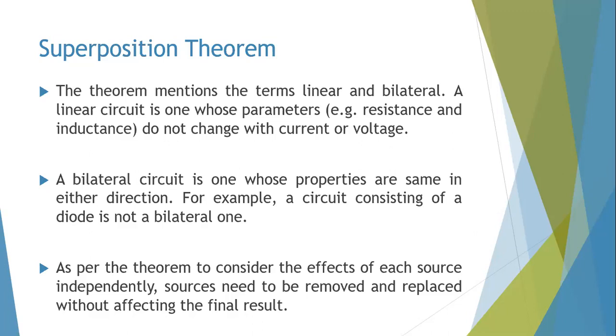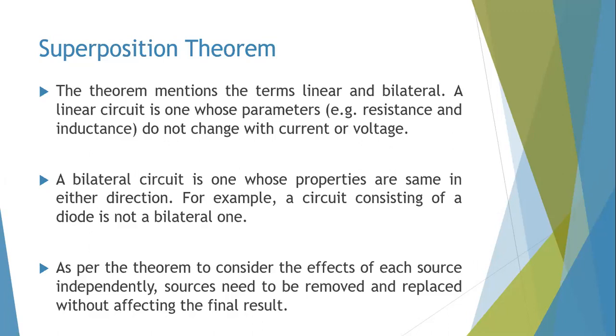The second term mentioned is bilateral. A bilateral circuit is one whose properties are the same in either direction. We have considered diodes already. I'm going to send you a video later on to complete the chapter. A diode is not a bilateral circuit element, because if you consider the diode on either side, the characteristics are not the same. So if you have any circuit with a diode, you can't apply the superposition theorem because it's not bilateral.